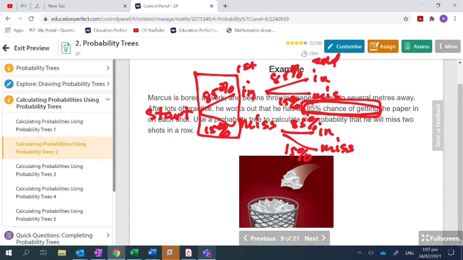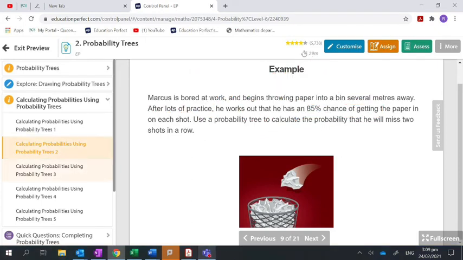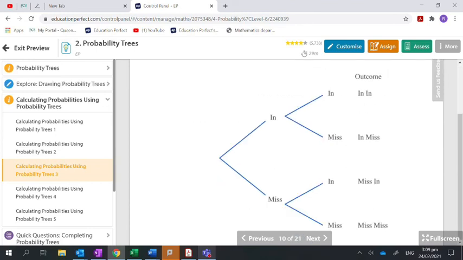Yeah? Not bad, yeah? So make sure if you know one, you can find the other by simply subtracting it from 100%, or 1 if it's a number. Okay? So let's just walk through this. So there's our thing. It's got in, miss, in, miss. Okay?